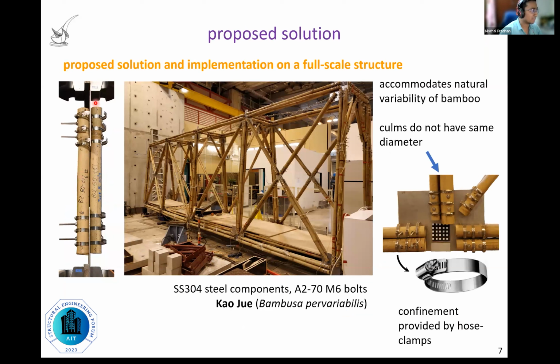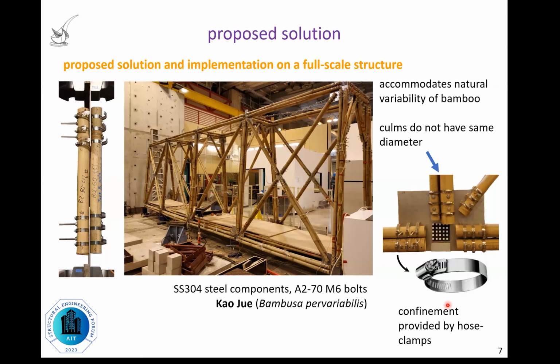This is the implementation of the solution in a full-scale bamboo footbridge. As you can see, the solution accommodates the natural variability of bamboo culms. In particular, bamboo culms need not be of the same diameter. And to take care of the peculiar failure mode by splitting, we use confinement by means of hose clamps. I will explain later on why this is very effective.